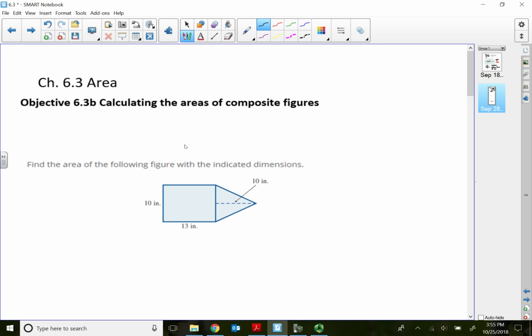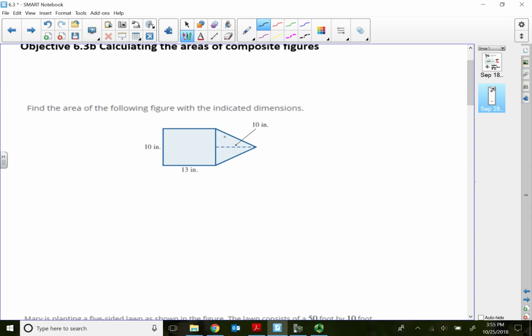All right, find the area of the following figure, the indicated dimension. So the easiest thing to do here is to figure out what shapes they are and determine whether I should add or subtract the area. So for this problem, to find the area of the composite figure, I see a rectangle just based on the dimension, 13 by 10. So this is a rectangle plus, to the right of it, there's a triangle.